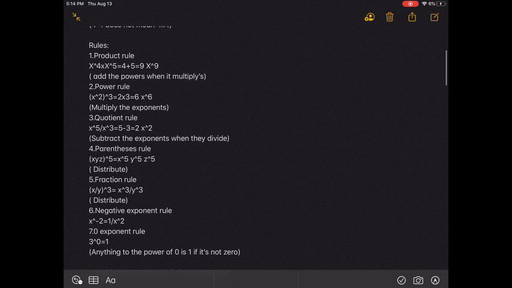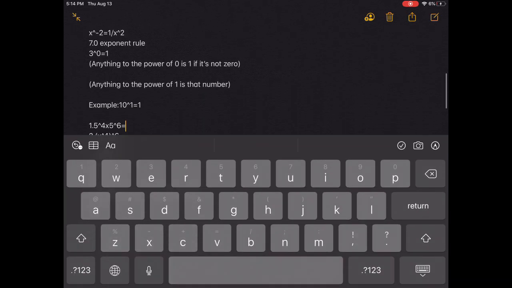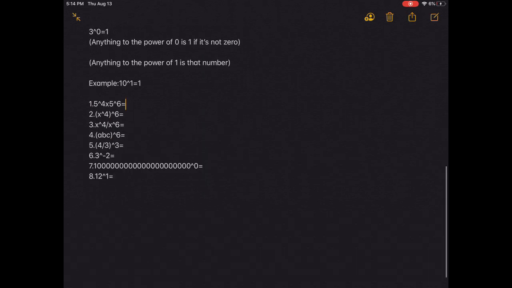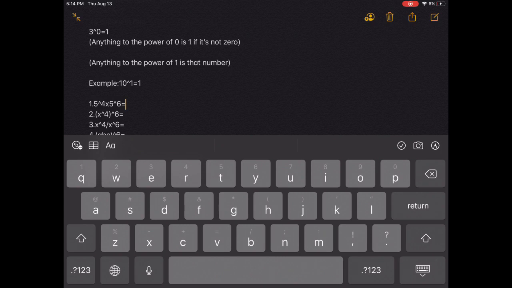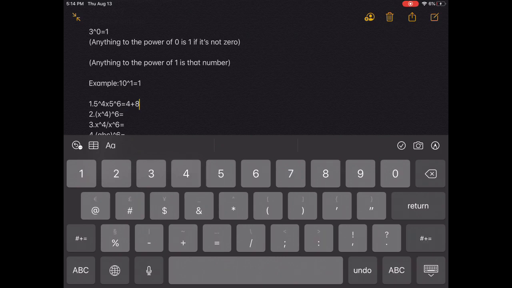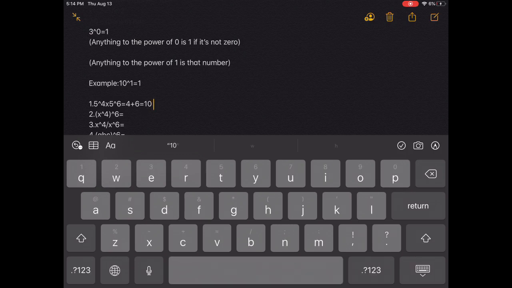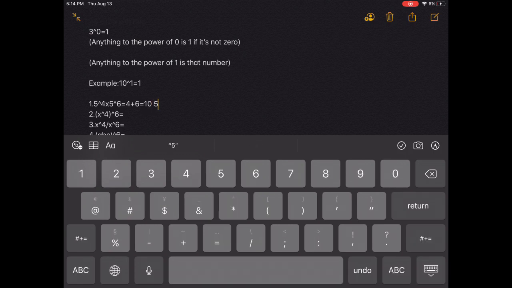So for number 1, it says 5 to the power of 4 times 5 to the power of 6 equals. So if you didn't know the rule, you have to add the exponents if it's times. So you do 4 plus 6, and that equals 10. So now the answer is 5 to the power of 10.